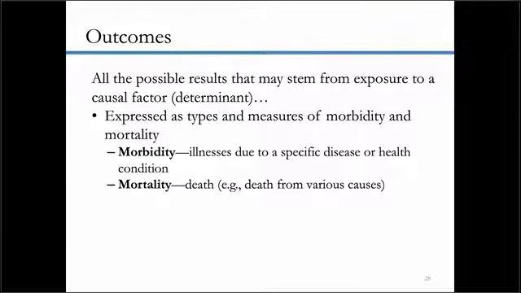And these determinants lead to health outcomes. What health outcomes means is that an outcome is the result of some determinant or some exposure that you have. So for example, an exposure or a modifiable factor might be your level of physical activity, where lower levels of physical activity lead to higher rates of chronic diseases.